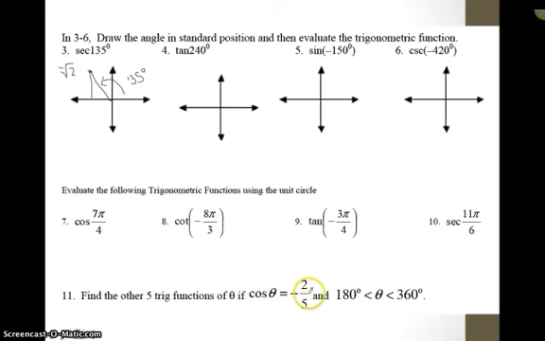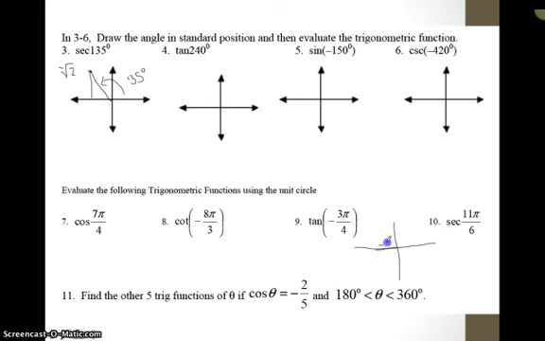Based on what we did at the very beginning, I know that cosine of theta is -2 over 5. So I know that the adjacent side is 2 and the hypotenuse is 5. The hypotenuse is always positive, so that tells me that my adjacent side is -2. Let's see if I can sketch it right in here. It tells me it's between 180 and 360. Cosine is negative in quadrant 2 and quadrant 3, but since it's between 180 and 360, that in fact tells me that it's going to be quadrant 3.